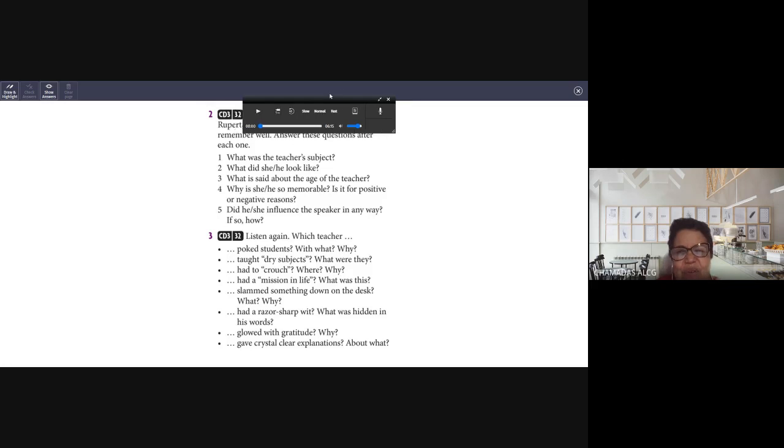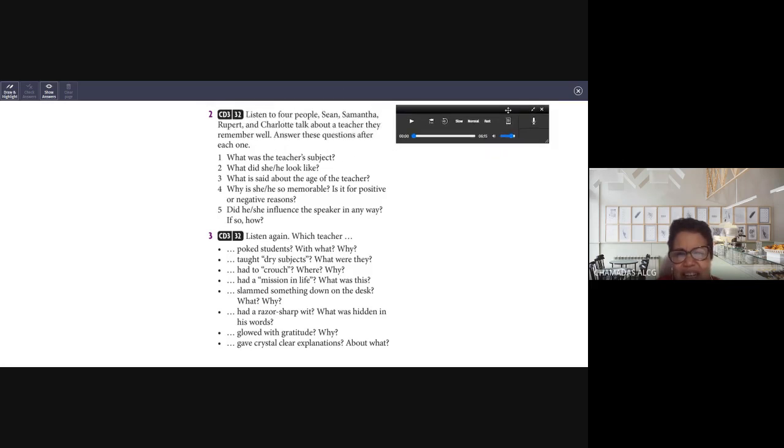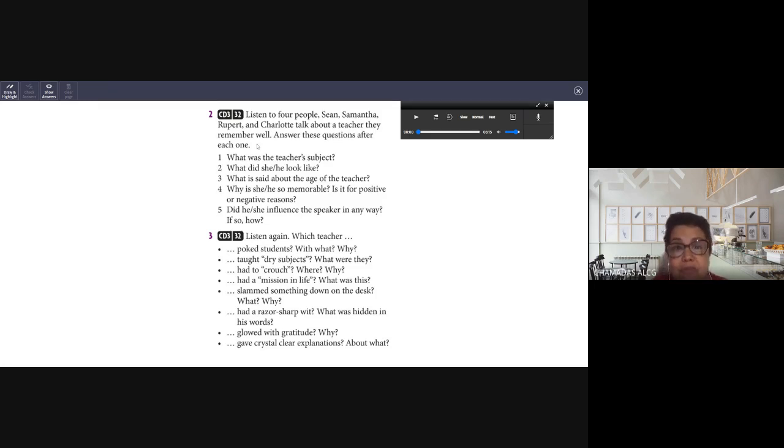All right. So we're doing this activity here, number 2, page 69. We were supposed to listen to 4 people, Sean, Samantha, Rupert, and Charlotte, talking about a teacher they remember well from school. And then we should answer some questions about each one. Okay? So the first question is, what was the teacher's subject? So let's see if we remember something about each one of them.